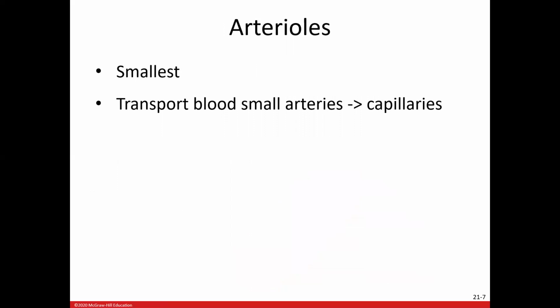Then we have our smallest type of arteries, which are called the arterioles. And these basically are just carrying blood from the small arteries, which are a type of muscular artery, to our capillaries, where the oxygenated blood is going to be dropped off to the tissues.